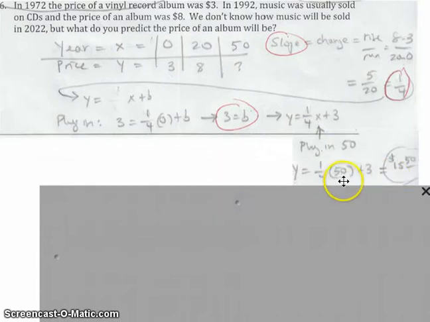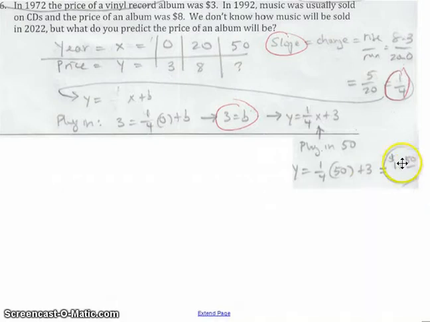1/4 times 50 turns out to be 12.5, and 12.5 plus 3 is 15.5. $15.50 is usually just called $15.50. And that's your answer to this word problem. In the year 2022, you would predict that the price of an album would be $15.50.